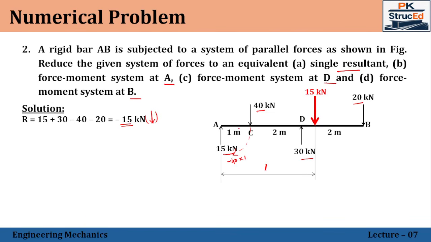Similarly, the 30 Newton is acting on the right side in the upward direction, so it tends to rotate in the anti-clockwise direction about the point A. So that value will be 30 into the perpendicular distance, which is 2 plus 1, 3. This is a positive one.